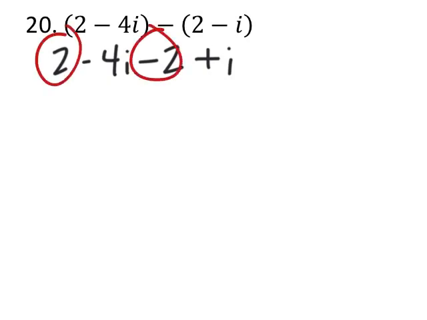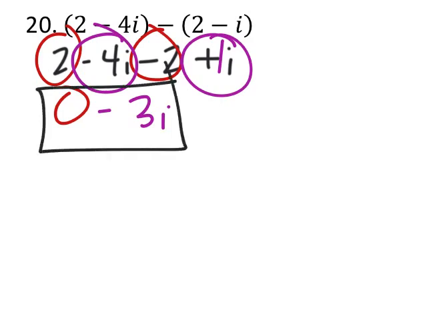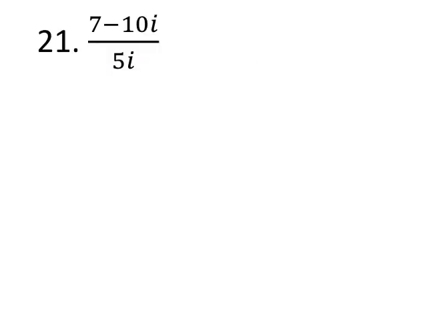We'll take 2 minus 2, which is 0. Then we've got a negative 4i plus that's a 1i. Gives us a negative 3i. And that would be it right there for that one. Alright, so again, all we're trying to do is get this in the form of a plus bi.